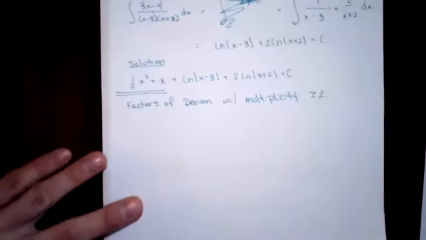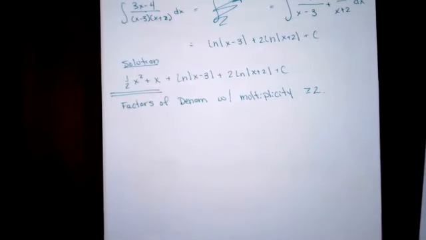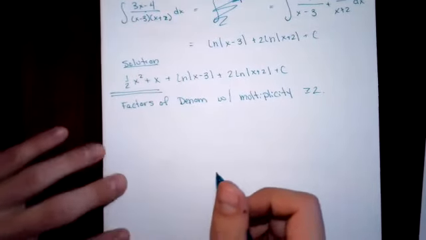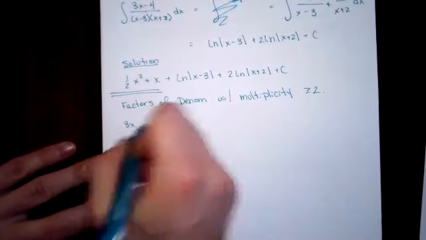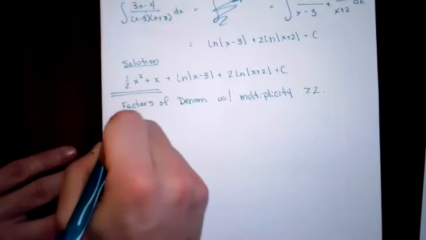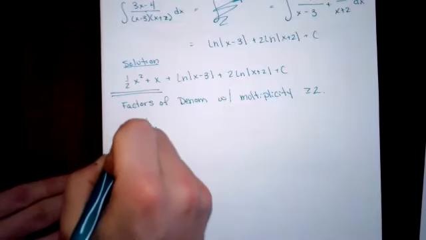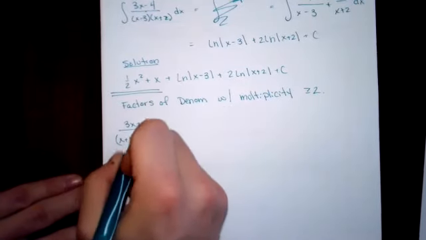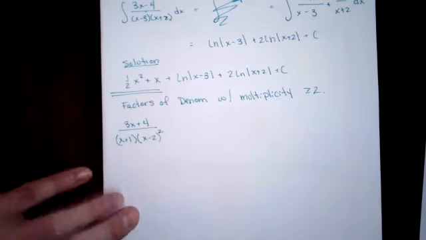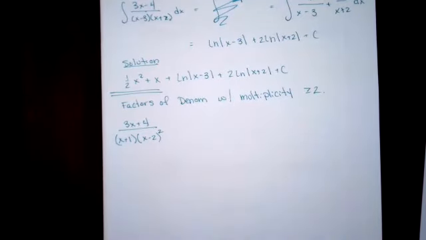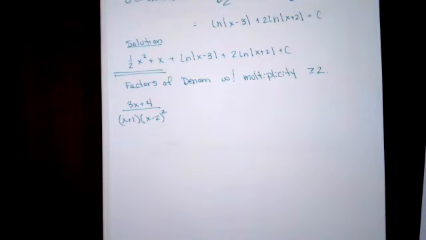So let's not even set up an integral. Let's just play around with the partial fractions part. Excuse me. So what do we have? Let's say I have something like (3x + 4) over (x + 1)(x - 2) squared. So this isn't necessary, but it's possible.